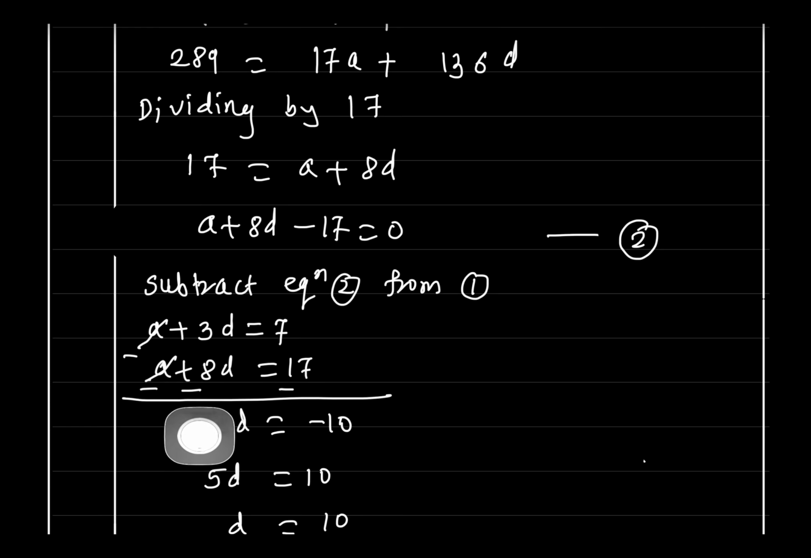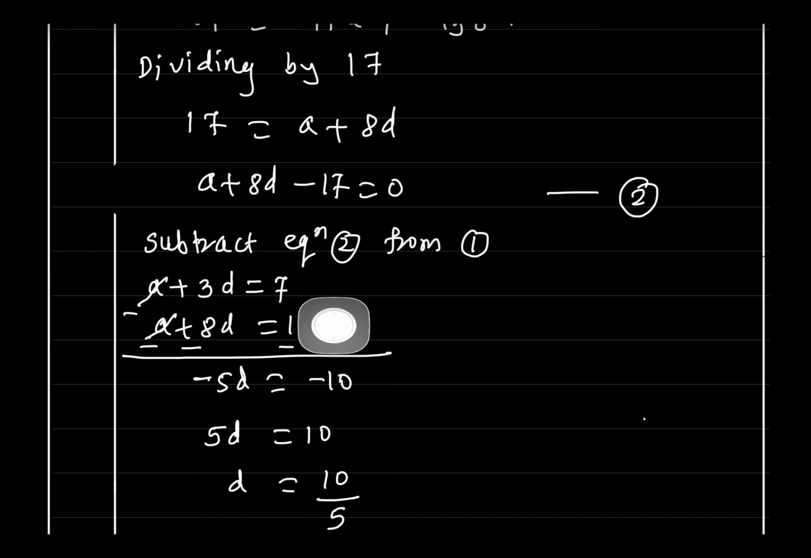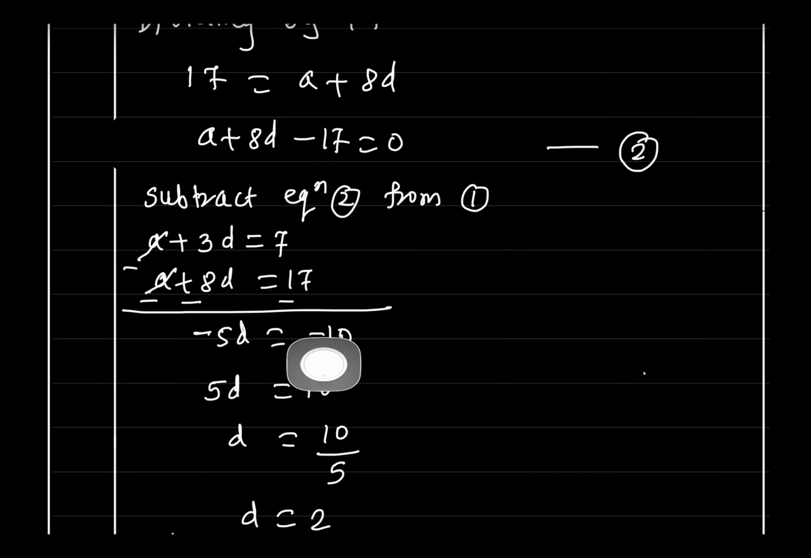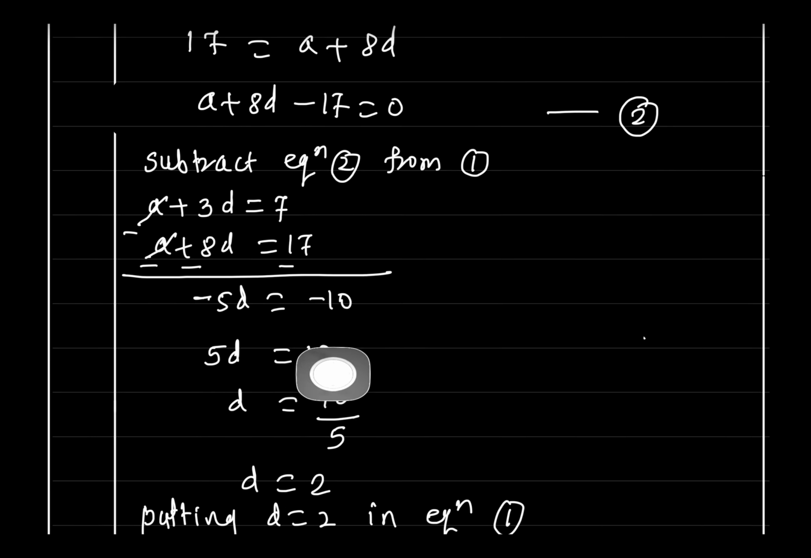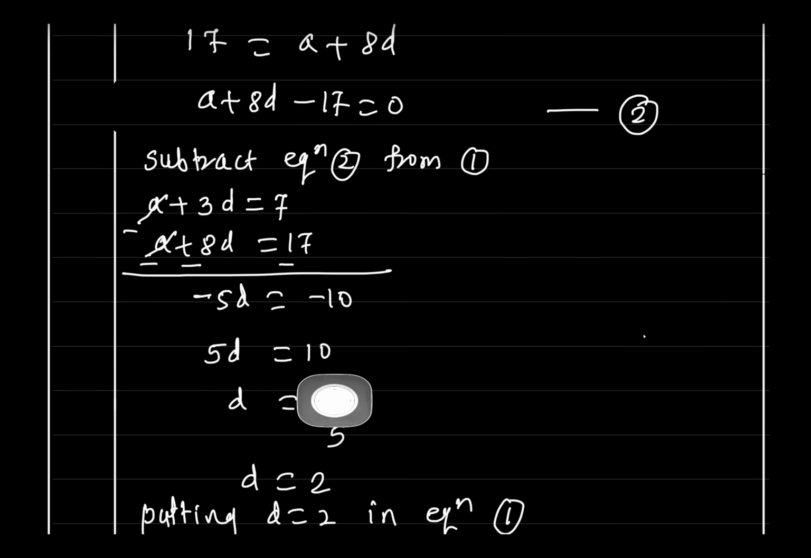So subtract equation 1 from 2. First equation a plus 3d equal to 7, and second equation a plus 8d equal to 17. Subtraction, so the sign of the second you have to change. Plus is there, so minus, and plus is there, so minus. So a and minus a will get eliminated. Minus 5d and plus 3d means subtraction, bigger number sign you have to give. 8 minus 3 means 5, and bigger number sign, 5d equal to minus 17 plus 7.